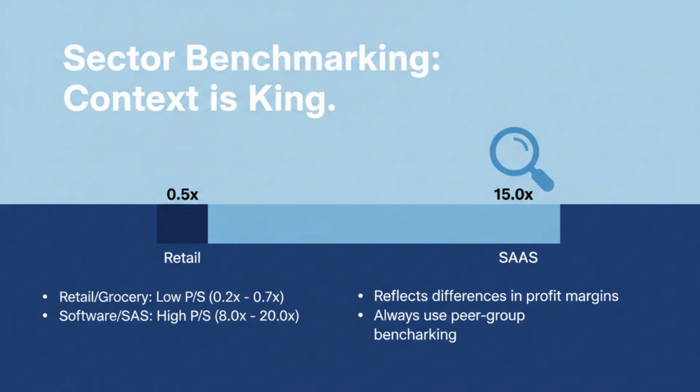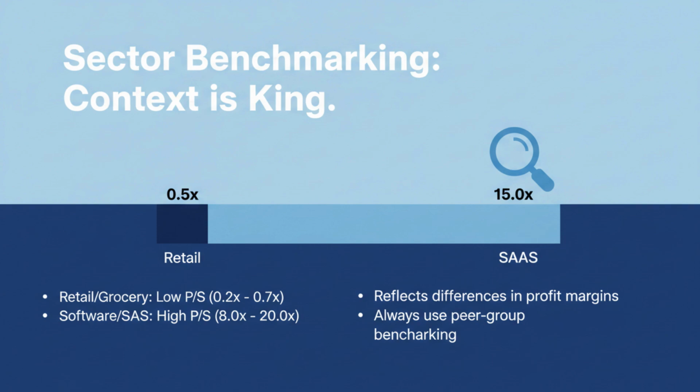Grocery stores operate on thin margins but high volume, often resulting in P to S ratios as low as 0.2 or 0.5. In contrast, software as a service, SaaS companies have high margins and recurring revenue, often commanding P to S ratios between 8.0 and 15.0. This disparity exists because a dollar of software sales is typically more valuable. It has a higher percentage of profit attached to it once the initial product is built.